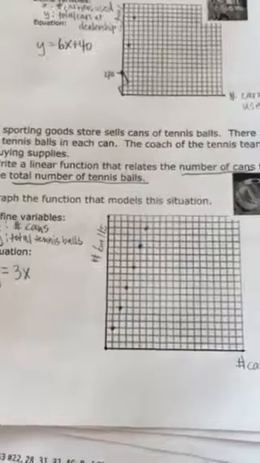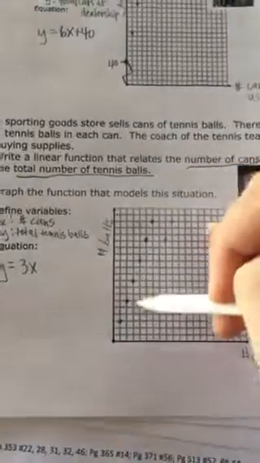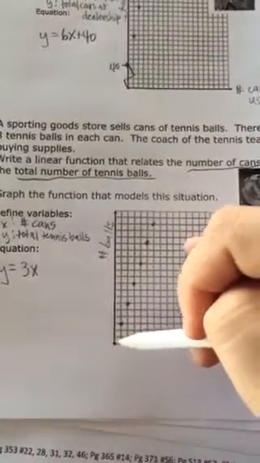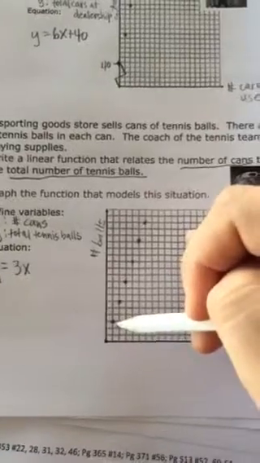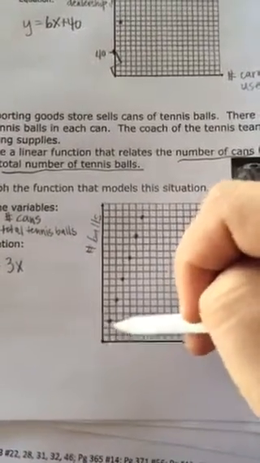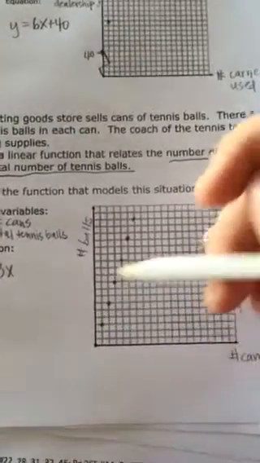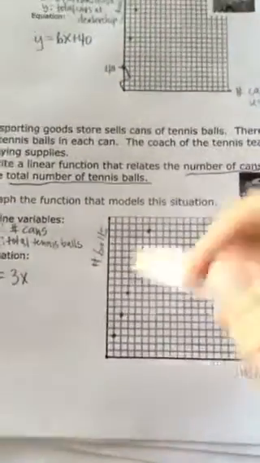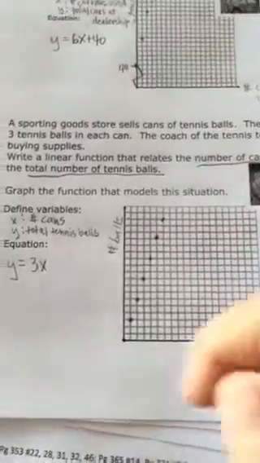And then once again, I got to think about, should I connect these dots or not? If I connect right here, I'm connecting between 0 and 1. And you want to think to yourself, do I want to have between 0 and 1 ball? Like, do I want to have half a can or something? So since I don't, I'm not going to connect these points. So I'll just leave it like that.